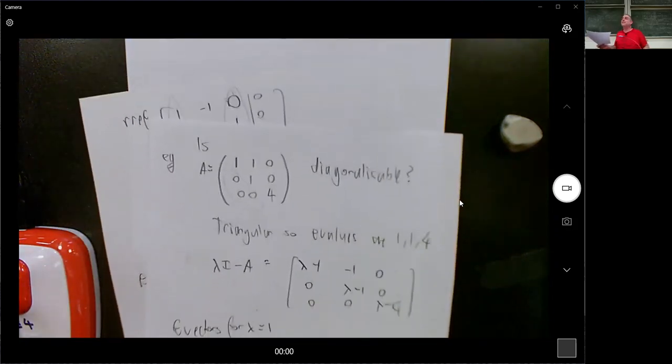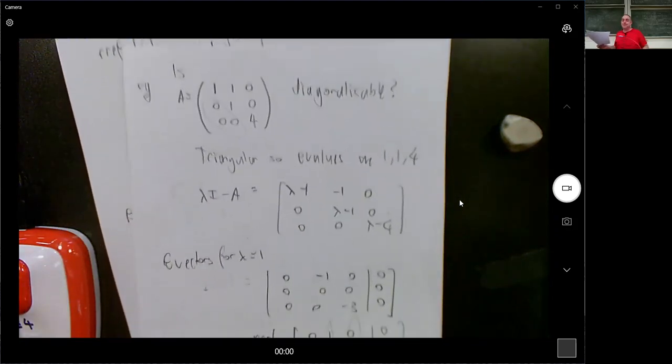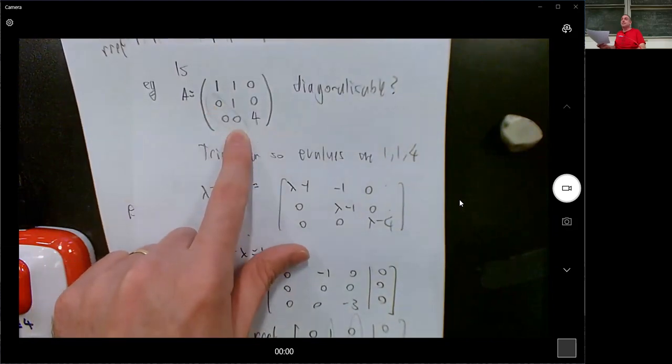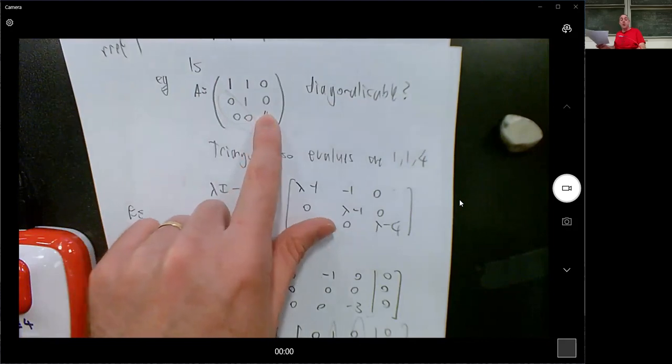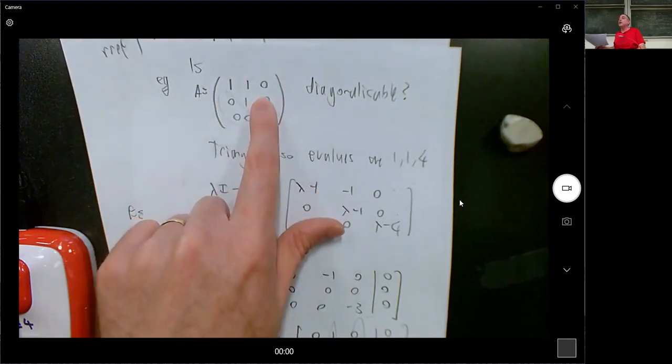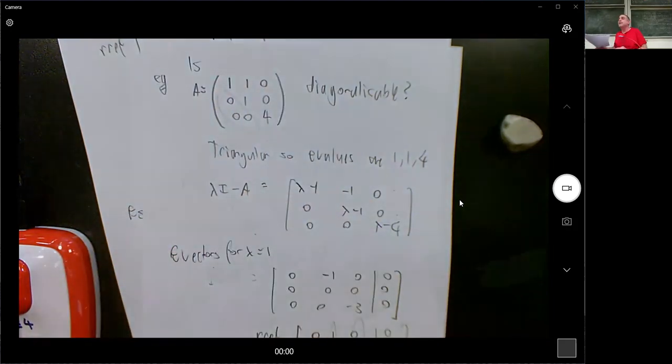Wait, so if the bottom is zeros, then the eigenvalues would just be the diagonal. Correct. So if these are all zeros, the eigenvalues are there, and it works just as well if the top is zeros. It doesn't matter which half is zeros, or both, right? Yeah. I'm sure it's a theorem in the notes.